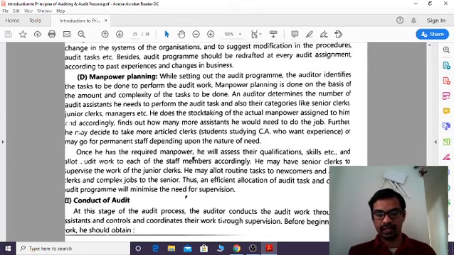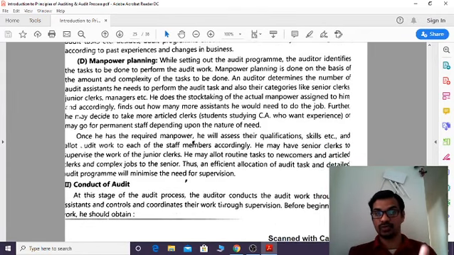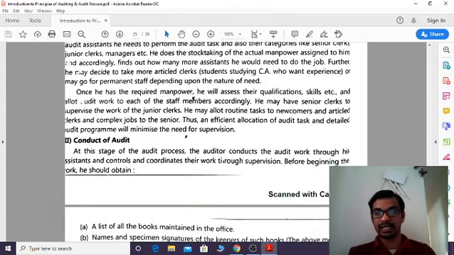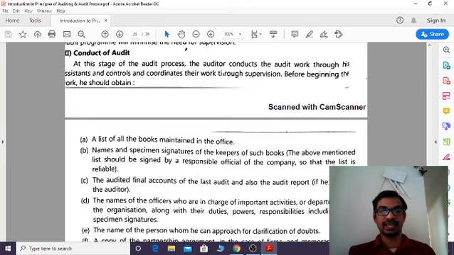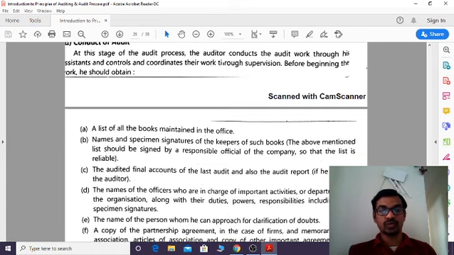Understood? Therefore, under the audit process, the first step is what? That is the planning. Once the planning is completed, the next one is what? Conduct of audit. That is the second step. At this stage of the audit process, the auditor conducts the audit work through his assistants and controls and coordinates their work through supervision. So now, under this, the auditor actually starts the work of the audit with the help of the assistants, as well as controlling and coordinating their work through supervision.